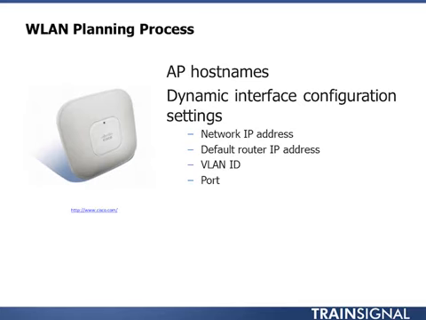So the first thing you need to decide is, are you going to give your APs host names? You want to set up your dynamic interface, and to do that you want to think about what network IP addresses am I going to give my dynamic interface? And for that network IP address, what is the default router's IP address? What is the VLAN that I plan to associate with this dynamic interface? And then what port is this dynamic interface going to map to?